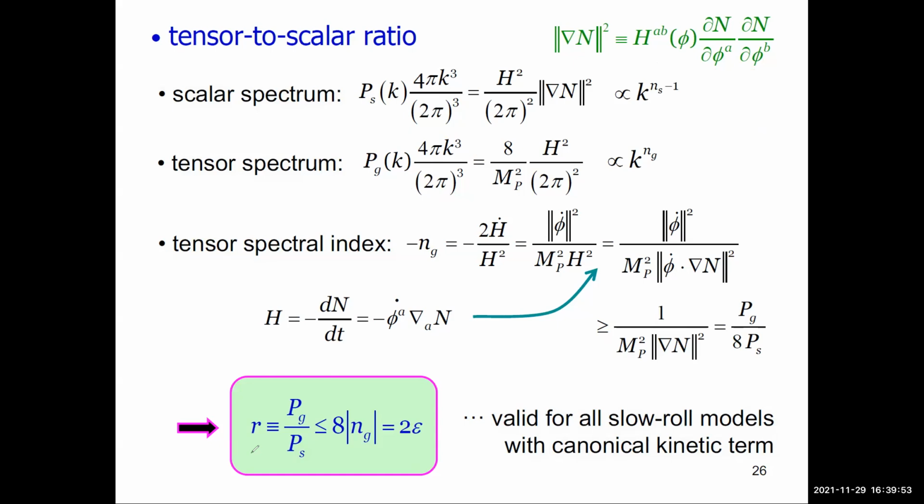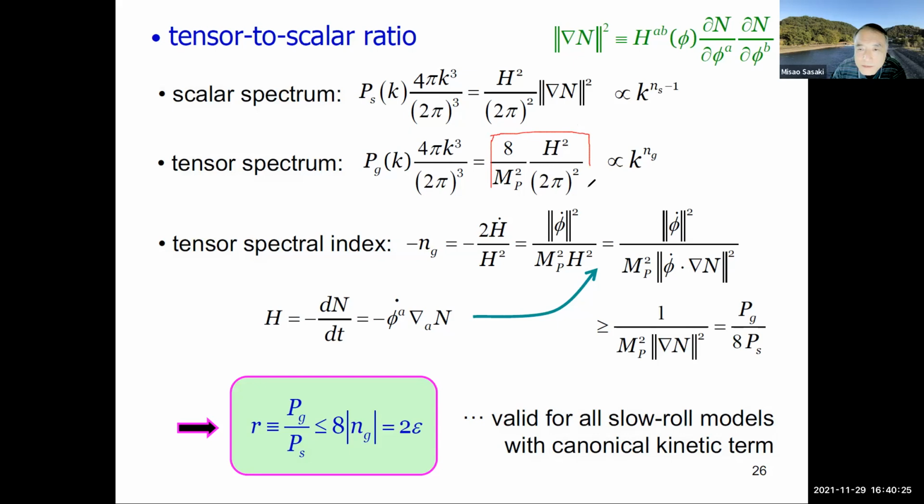Sorry, I have a question. Yeah, go ahead. So you said this equality is valid for single field inflation. How to understand, for example, if I add more inflaton fields, then this P_g is kind of suppressed or something? Yeah, it's very simple. The tensor perturbation is independent of scalar fields. So you always have this. Including the polarization, there are just 2 degrees of freedom for the tensor spectrum.